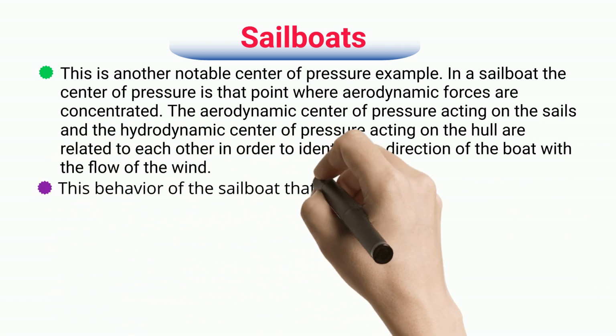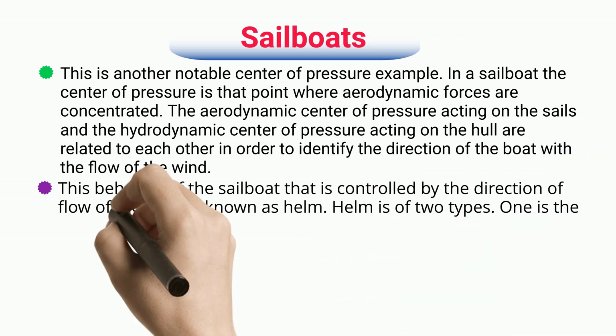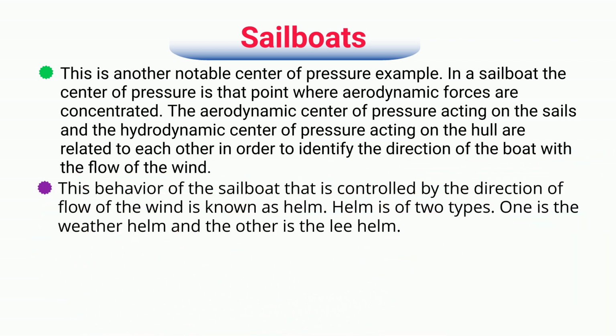This behavior of the sailboat that is controlled by the direction of flow of the wind is known as helm. Helm is of two types. One is the weather helm and the other is the lee helm.